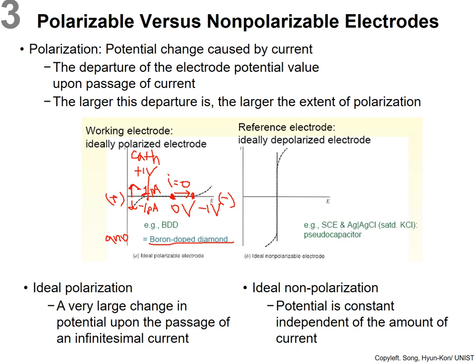Let's go to the ideally depolarized electrode. An example of this electrode is a reference electrode. As you know, a reference electrode has its own electrochemistry inside of the electrode. For example, I have a silver chloride reference electrode in a saturated KCl solution. So let me start from this point. The potential value of the reaction between silver and silver chloride is about plus 0.2 volt versus NHE.